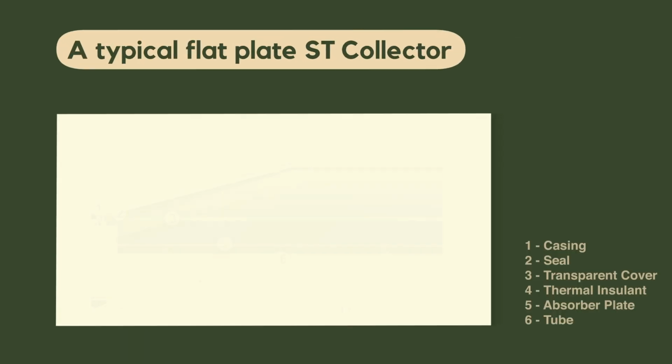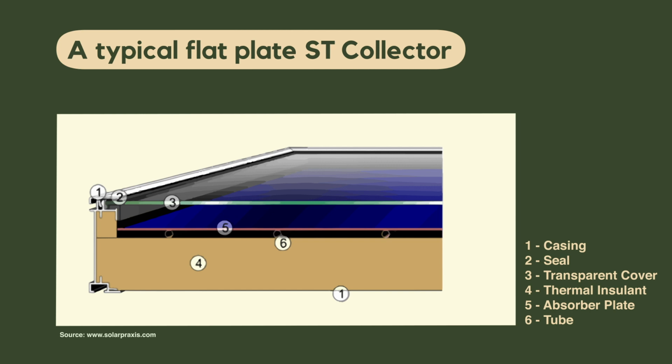A typical flat plate collector has a casing, a sealing part, it has a transparent cover, normally glass, it has insulation, it can be both on the back side and on the sides of the collector. It has an absorber plate, normally made of a well-conductive metal, copper and aluminium being the most used ones, but it can also be a polymeric absorber, and some pipes where a fluid flows in.